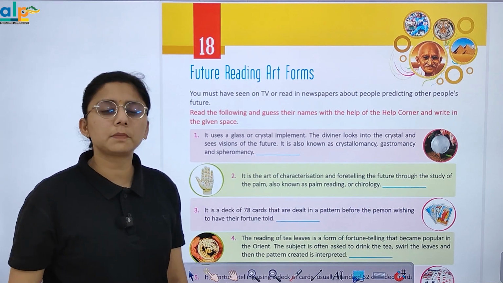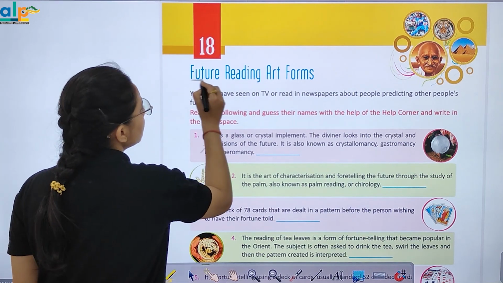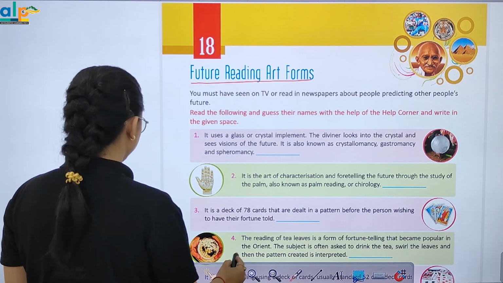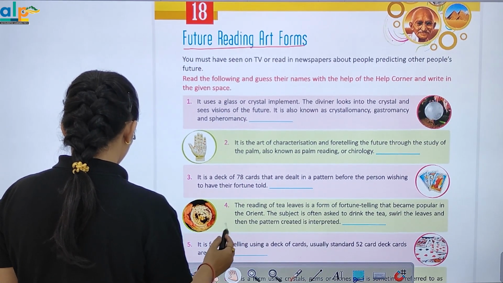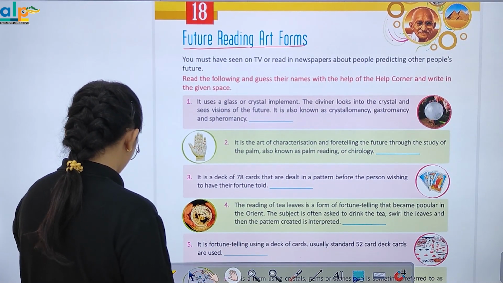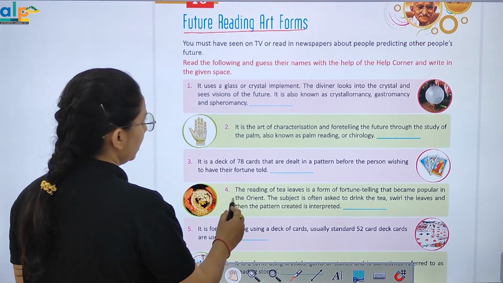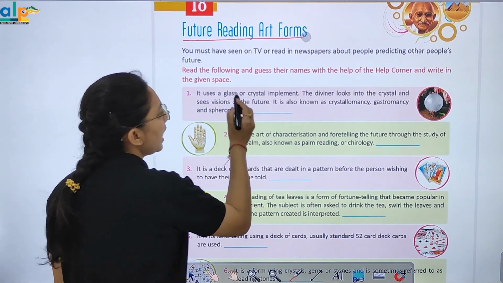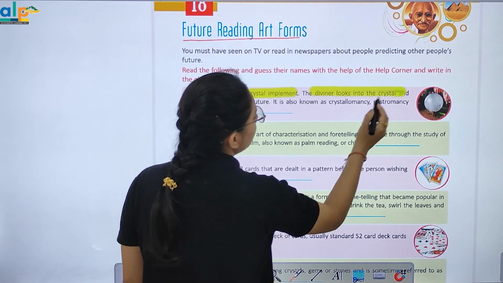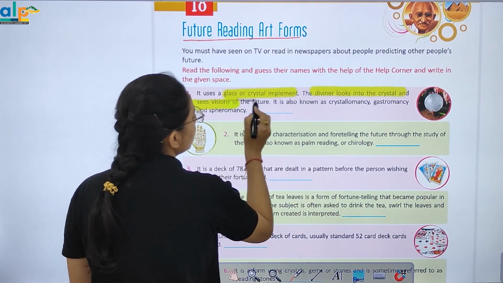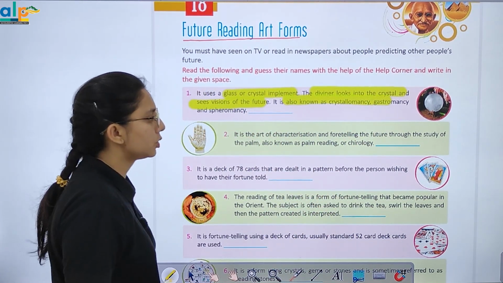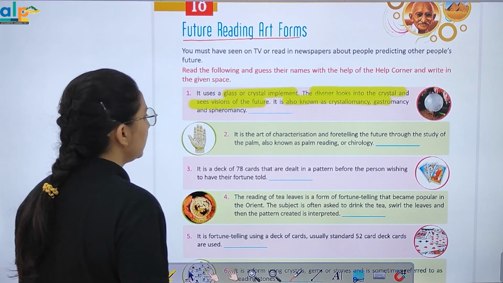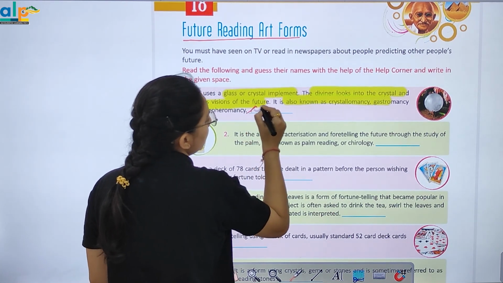Right? Now, let's move to the next chapter, chapter number 18. That is future reading art forms. So let's study about this. Now you use a glass or crystal implement to look into the crystal and see a vision of the future. It is also known as crystallomancy, gastromancy and spheromancy. What we call it? We call it crystal gazing. इसे हम क्या कहते हैं?